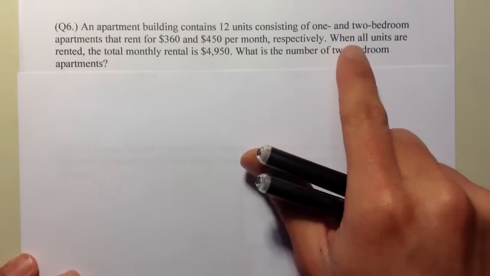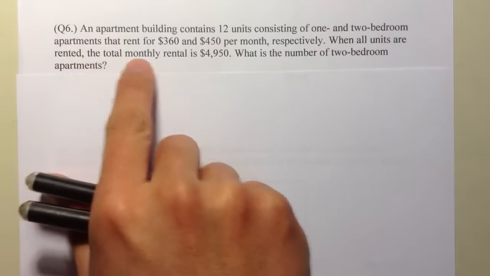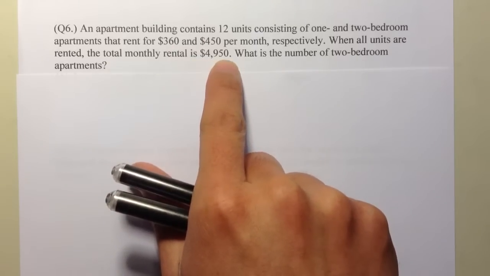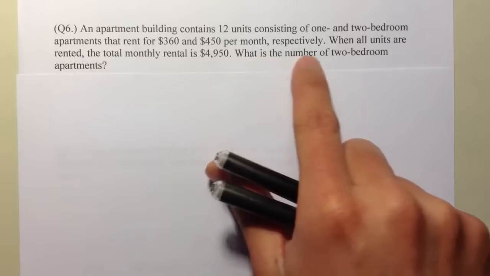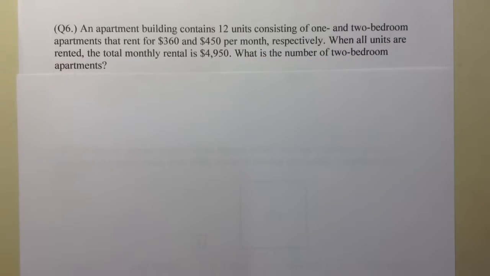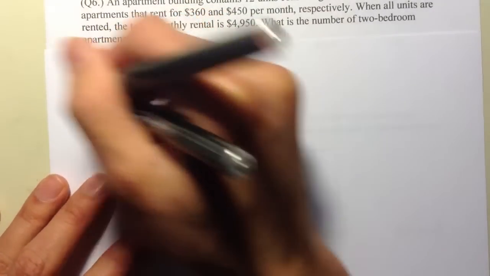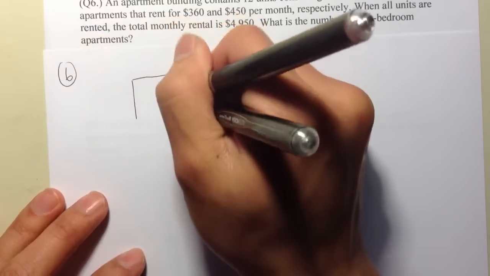Okay, and then it says that if all the 12 units are rented, the total monthly rental is $4,950. We are trying to find out the number of 2-bedroom apartments in the building. So this is how we're going to do it. We're going to set up two equations with two unknowns.